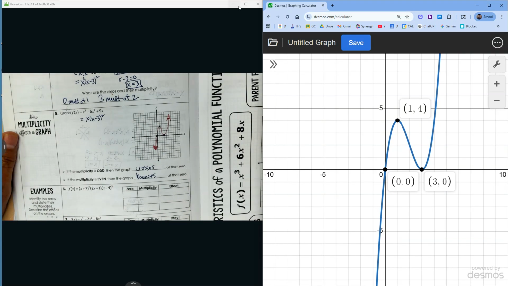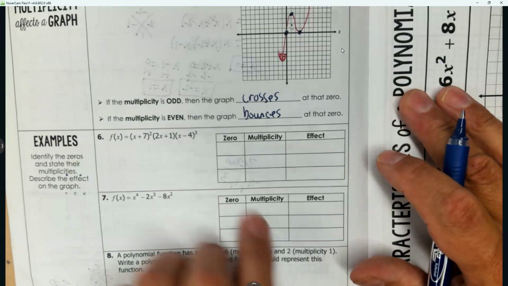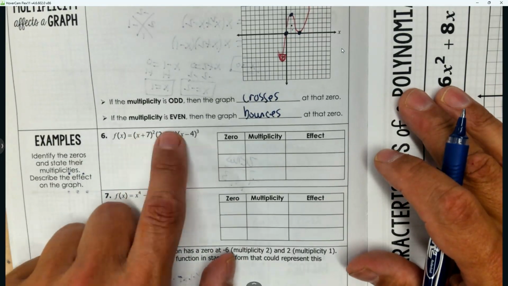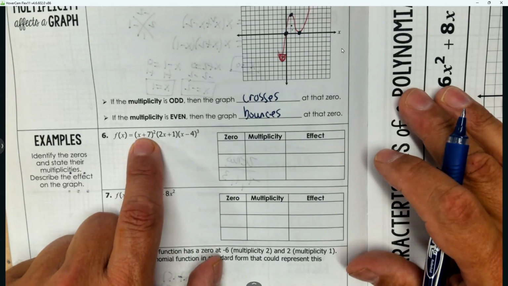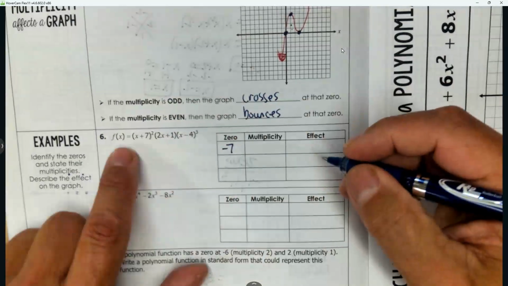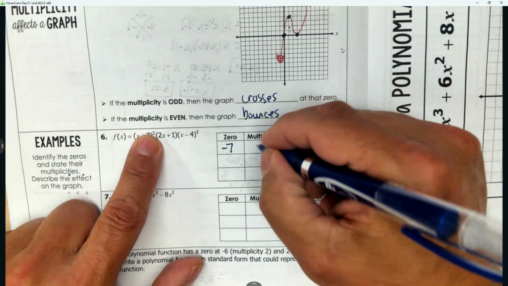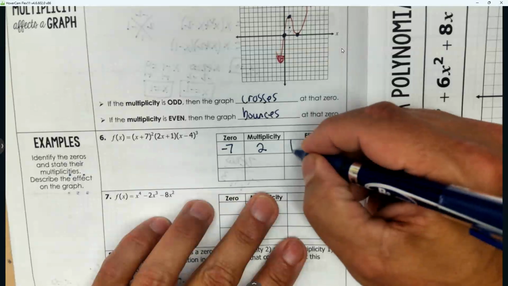All right, let's go back here. So this one's nice because it's already factored. So I just have to look at each one and solve it. So I say, what makes this 0? -7. Because -7 plus 7 is 0. What's the multiplicity? And because it's an even number, what is it going to do?